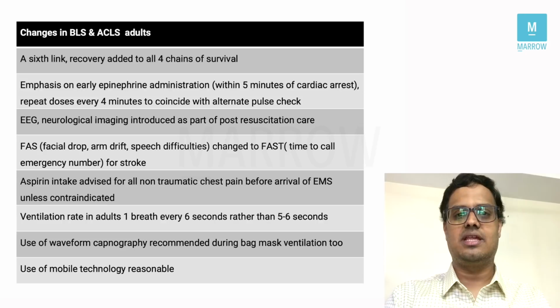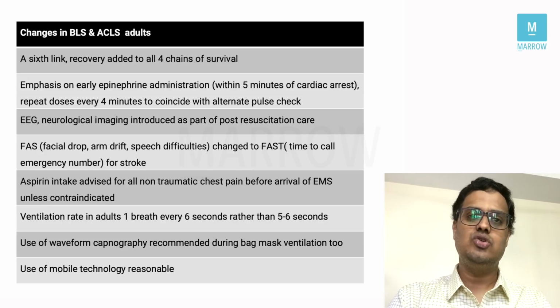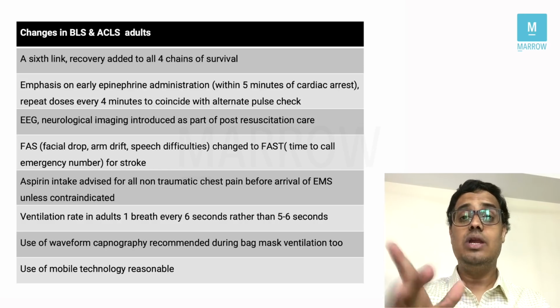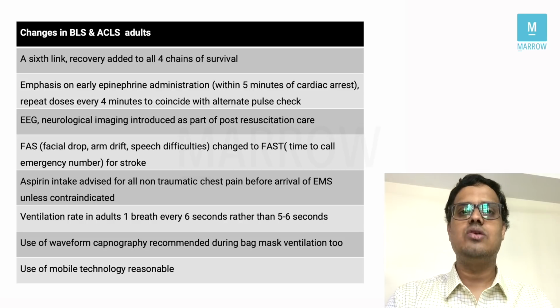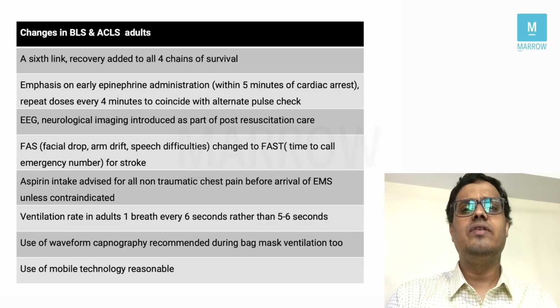Previously it was 5 to 6 seconds. Very small change, subtle change. If you notice, previously they used to say 5 to 6 seconds. Now they have made it very clearly only 6 seconds. That means how many breaths are you going to give in 1 minute? 6 seconds, that means 60 by 6. Approximately you will give around 10 breaths, not more than 10 breaths.